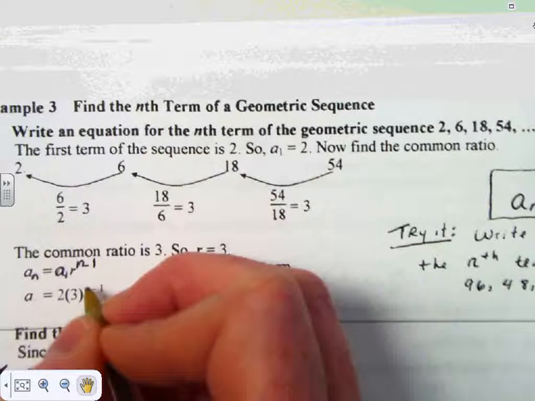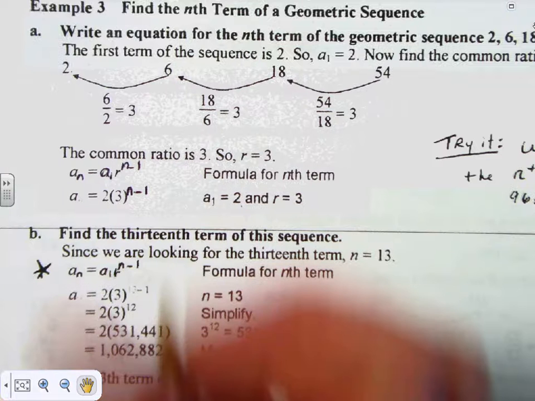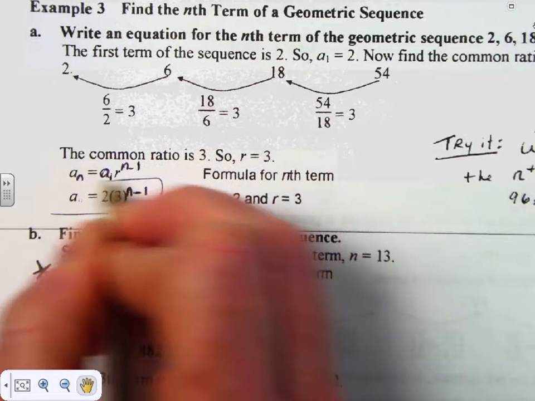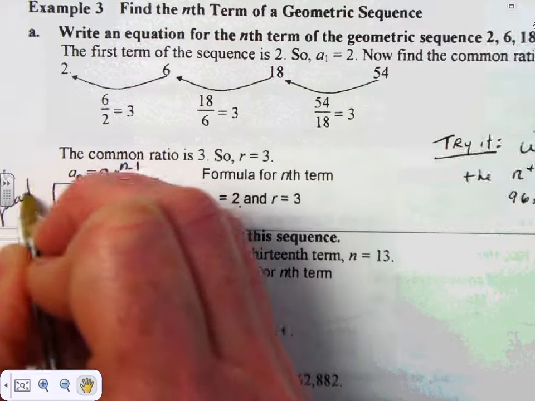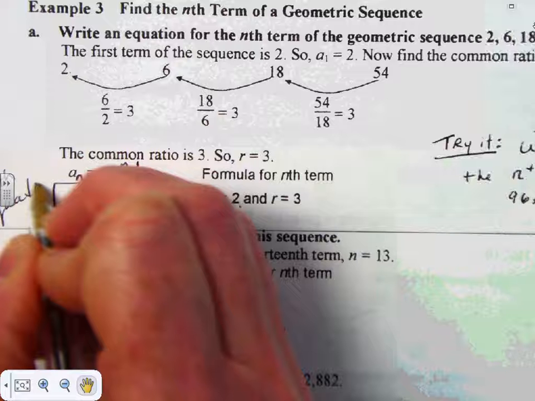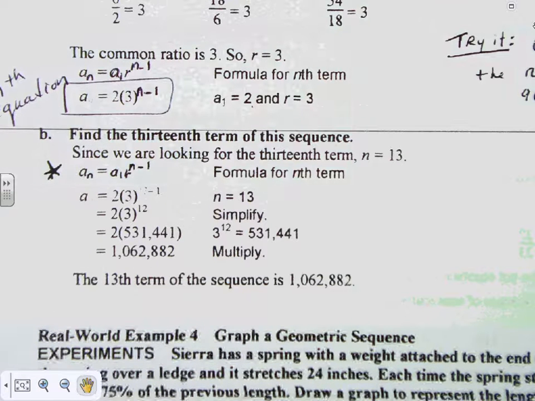This is your answer to the nth term. This is the nth equation. Because now if somebody came by and said, hey, find me the 300th term, you could put a 300 where the letter n is and you would know the answer.